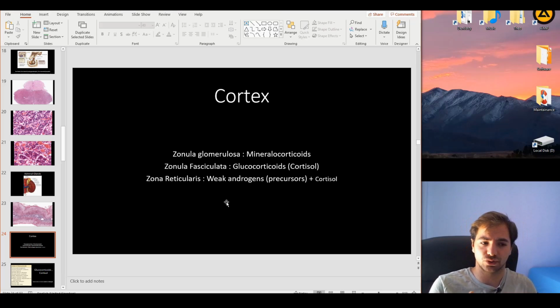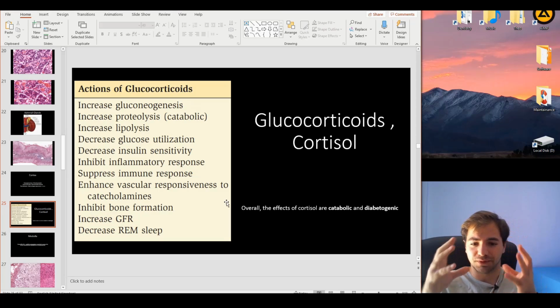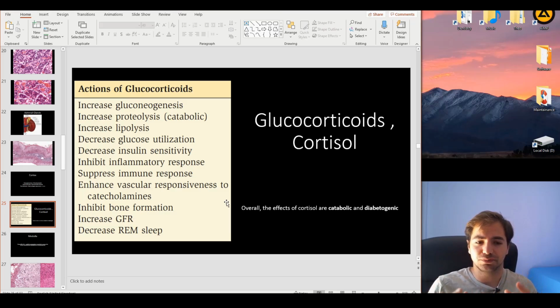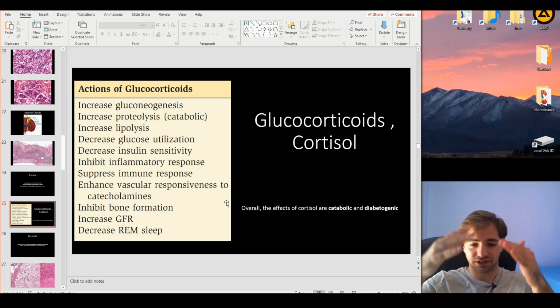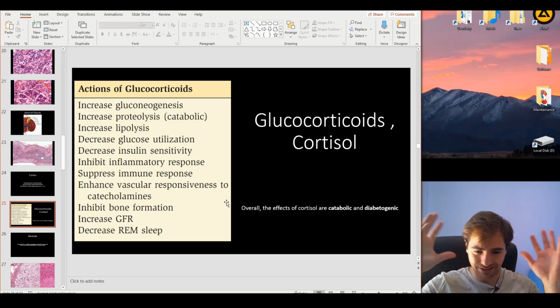Now, next up, we're going to find the Zonula Fasciculata. In fact, here we're going to find the glucocorticoids. Typically we mean the cortisol. Now, cortisol has many functions, many biological effects in the human body. They can be easily reviewed by simply saying that we have the catabolic and diabetogenic effects. Catabolic means the destruction of molecules, the cleavage of molecules from complex to simple, for example, from polysaccharides to glucose and so on. This is the catabolic process as a concept.